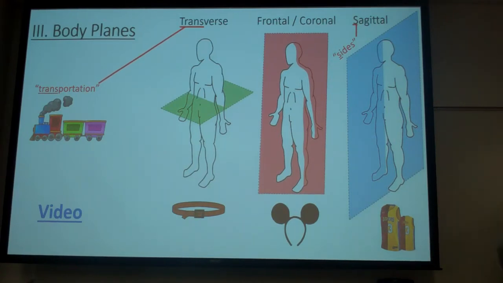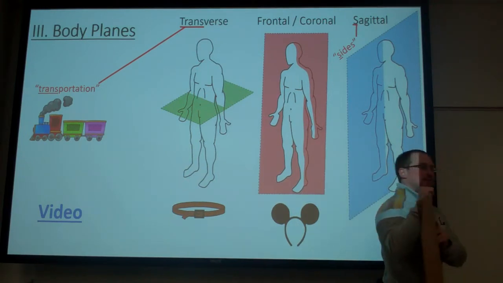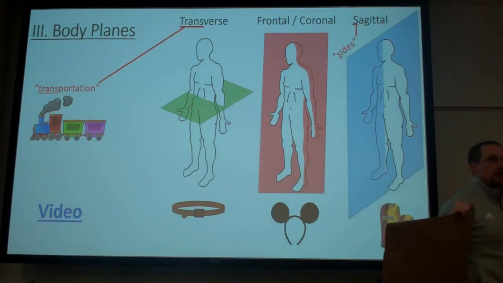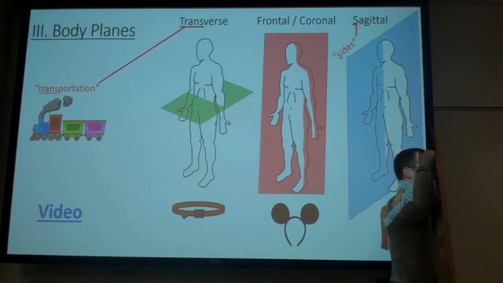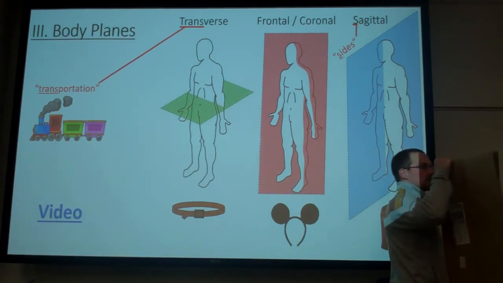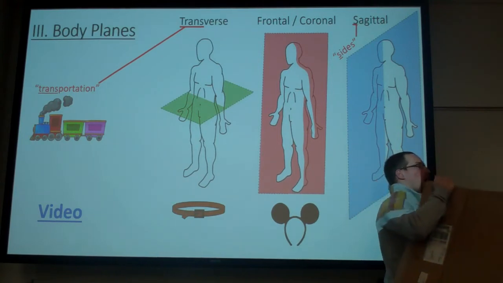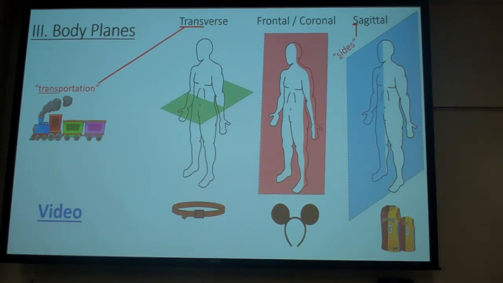And again, just like the sagittal plane, I've got unlimited number of frontal planes. So if I turn to the side here, I can cut my body like this, like this, like this. I've got unlimited number of frontal planes there.